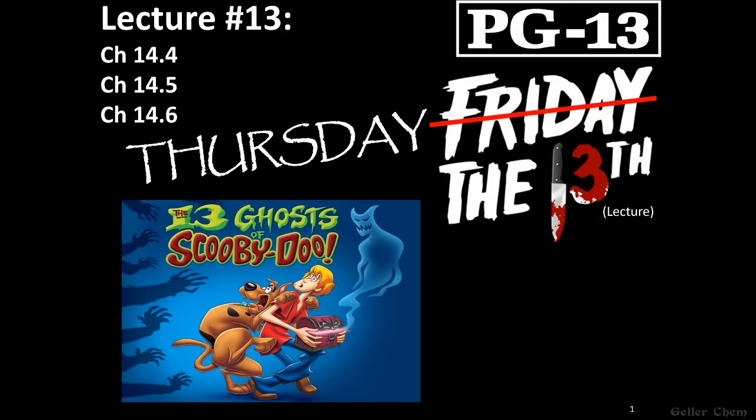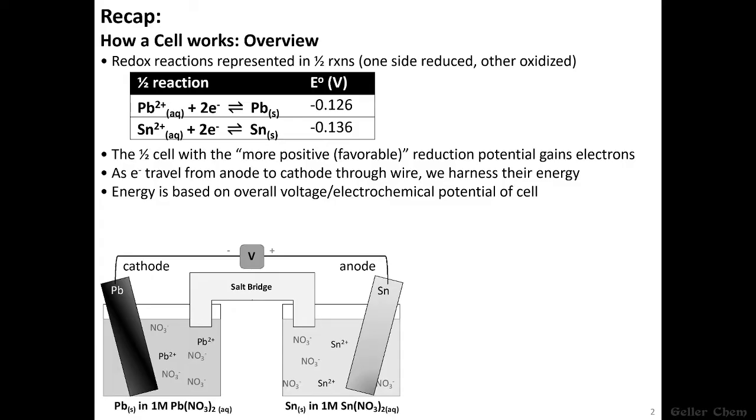Alright, let's start today's lecture with a quick recap of an electrochemical cell and try to clear up some of the more confusing concepts that we've seen before. So first off, let's recall that an electrochemical cell is split into two halves that we call half cells, and on each side, half of the overall redox reaction will occur, and so we represent redox reactions as half reactions. We know one side will be reduced and the other will be oxidized.